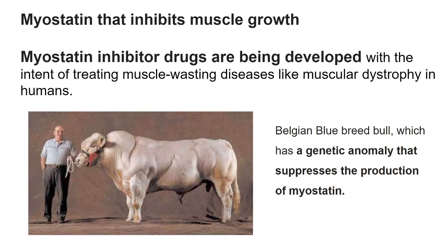What you see here is a Belgian Blue breed bull, and it has a genetic anomaly that suppresses the production of myostatin. That's why when you look at it, you see all of the muscles. It is very muscular because it's not inhibiting that muscle growth.